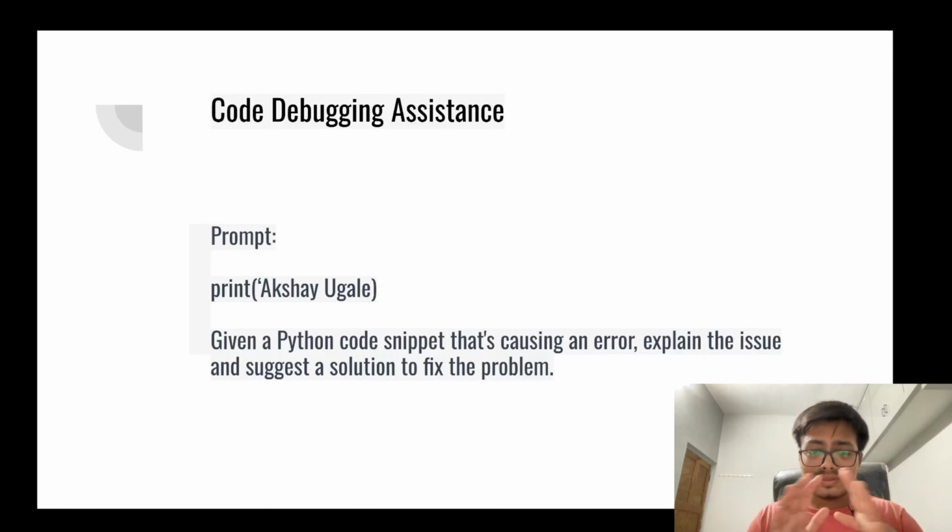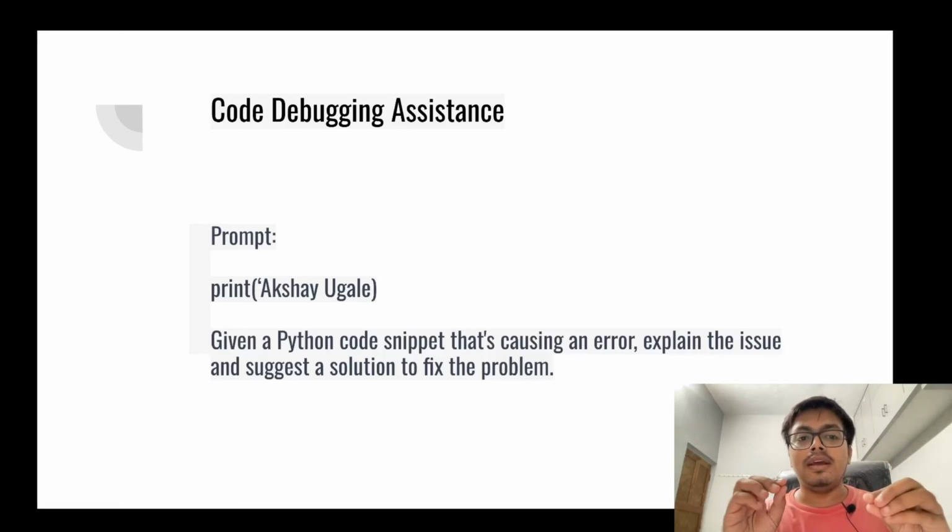This is regarding code debugging assistance. Let's say you write a code and it is giving you an error. What is the first thing you do? You go on Google or maybe Stack Overflow. Before going there, you try to debug it on your own. This is the traditional way in which every dev does it. What you can do is just copy paste your code and give it a prompt like this: given a Python code snippet that's causing an error, explain the issue and suggest a solution to fix the problem. You can use this prompt for every code which is giving an error.